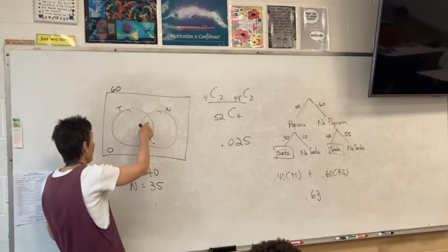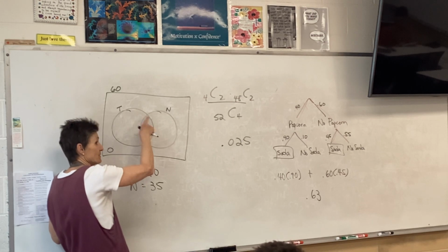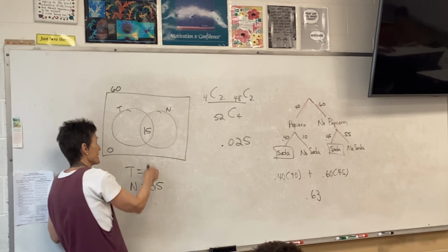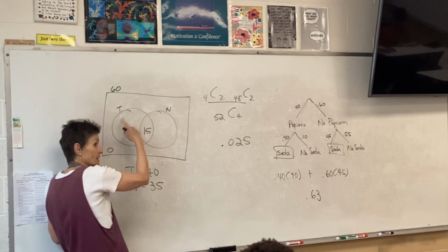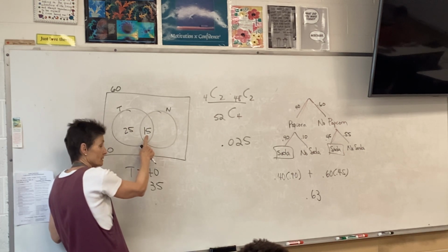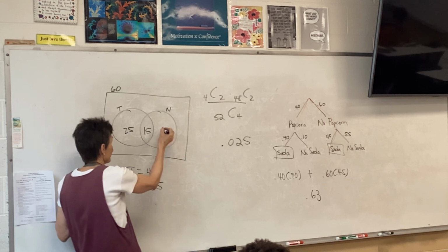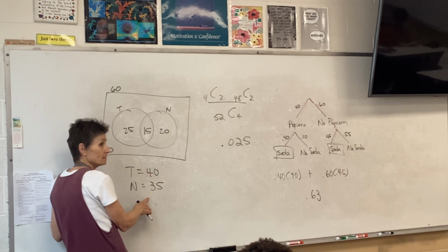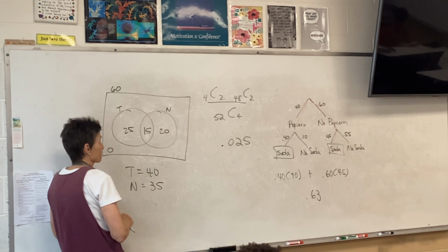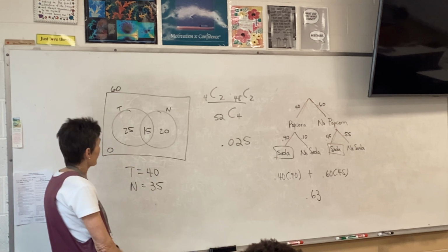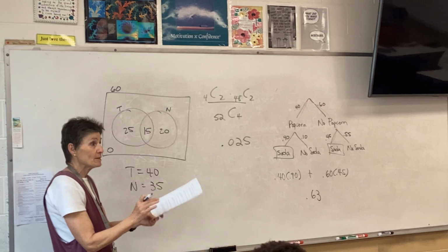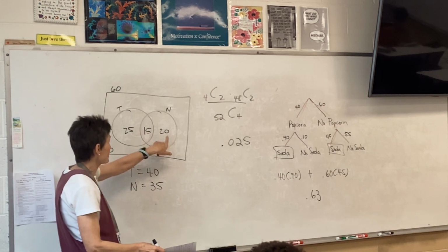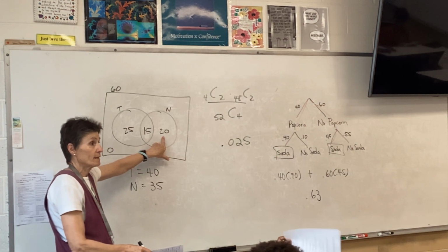Now, if the whole teaching circle is 40, then this part of it has to be 25, because 15 already in there. And then with nursing, this has to be 20. What's the question? Only nursing, so only nursing would be 20.